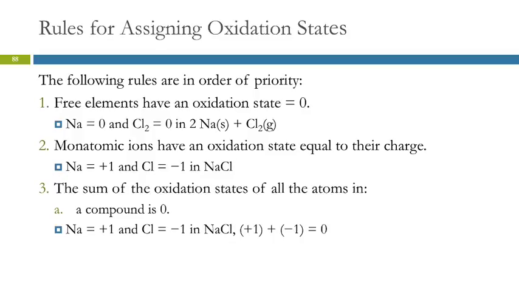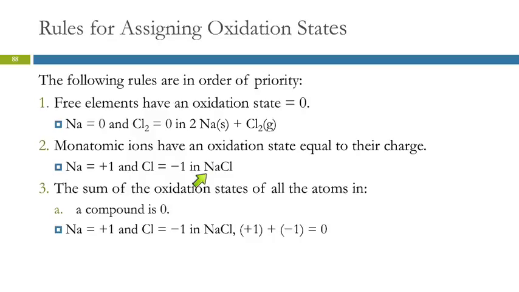So here are the rules for assigning oxidation states. And these go in order of priority. So you go through in order. Free elements have an oxidation state of 0. Oftentimes, the oxidation state is equal to the charge. So free elements, sodium, the element, oxidation state, 0. Chlorine, the element, 0. Those are free elements. If you have monatomic ions, their oxidation state is the same number as their charge.